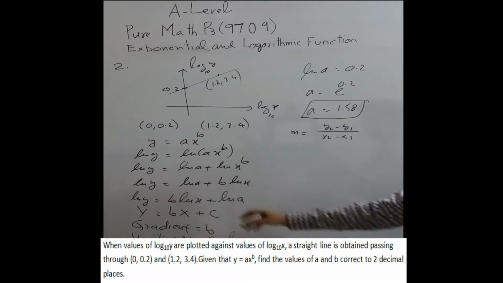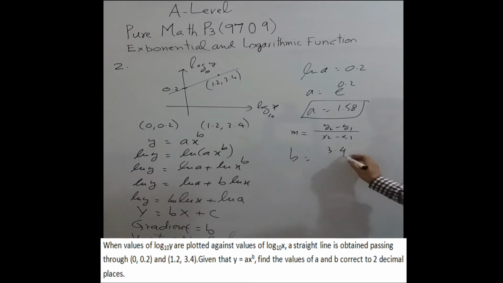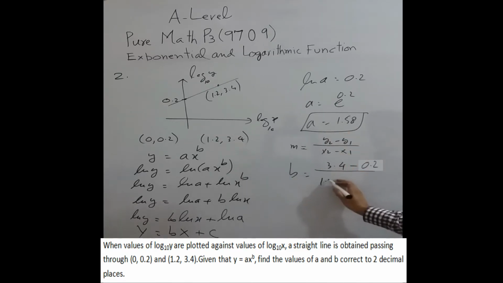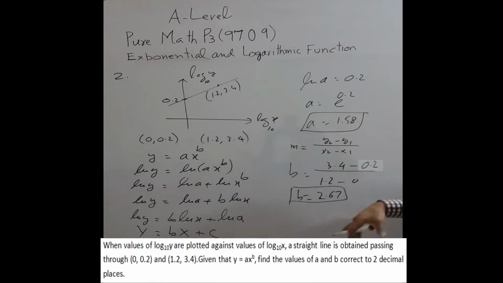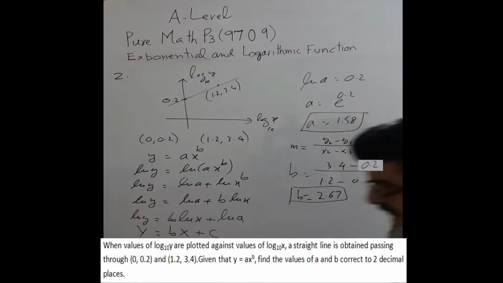So the gradient we have found is b, and this is equal to, now using the points, y2 minus y1 is 0.2 over x2 1.2 minus 0. If you simplify, you will get this answer to be 2.67, which is the value of b. Now see how we are using logarithms in transforming the given equation into linear form, and then finding the unknown constants using gradient and y-intercept.